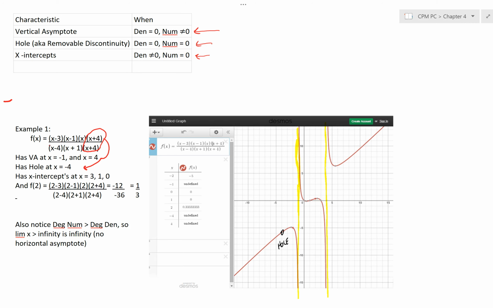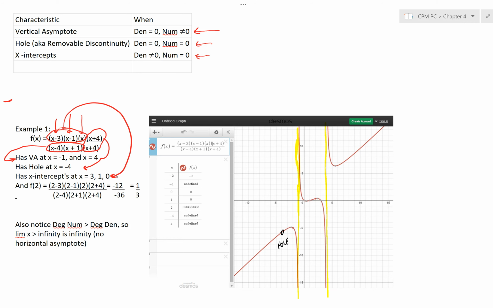The other factors do not have common factors in the top, so these two factors are going to give us our vertical asymptotes at 4 and at -1. So we have a hole at -4 and then vertical asymptotes at 4 and -1. And then we look at the numerator for the x-intercepts. So anything that makes the top 0 but not the denominator is going to give us an x-intercept. So we have x-intercepts at 3, 1, and 0. Okay, and we put all those right there as x-intercepts.